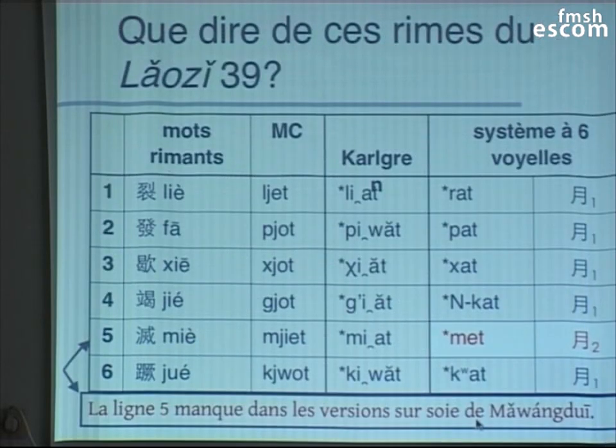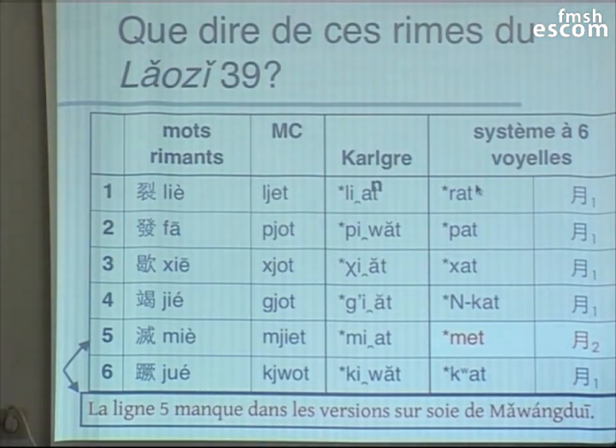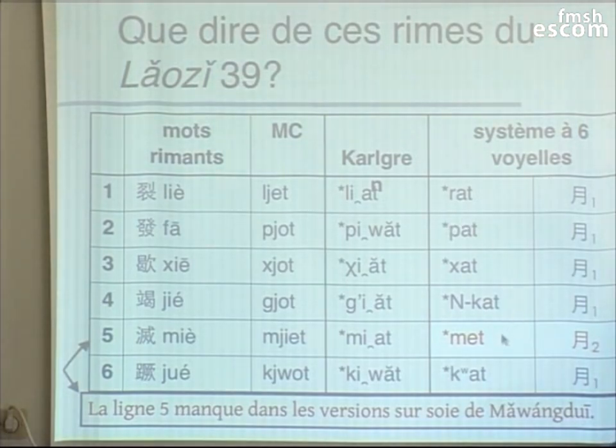Okay, so here's a passage in Lao Tzu, chapter 39, where we have a six line rhyming sequence. Lie fa xie jie mie jue. If you reconstruct them, then it's at, at, et, at. Okay, so they all fit perfectly as at words, except for mie, which absolutely has to be reconstructed with a front vowel. So, okay, two things happened here.